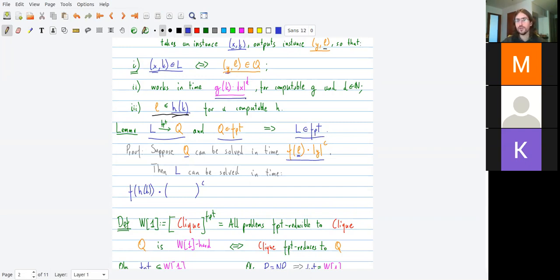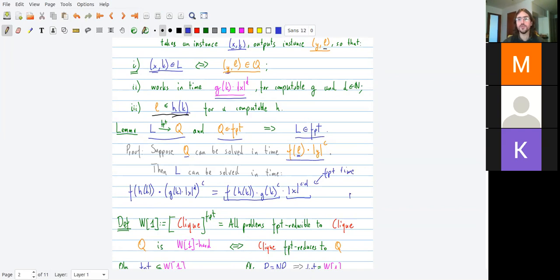So the reduction works in this running time. So it cannot produce an output larger than its running time, because it needs to actually write those bits on the output. So I can write here g of k times size of x to the power d, because this is the maximum possible output size. So now I can rewrite it to the form like that, times x to the power c times d, yeah? And you can see that now this is a parametric factor. This depends in a computable way only on the parameter k, while this is a fixed polynomial in the input size, yeah? So this is FPT running time.